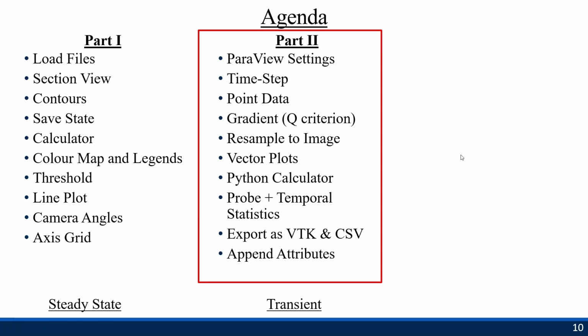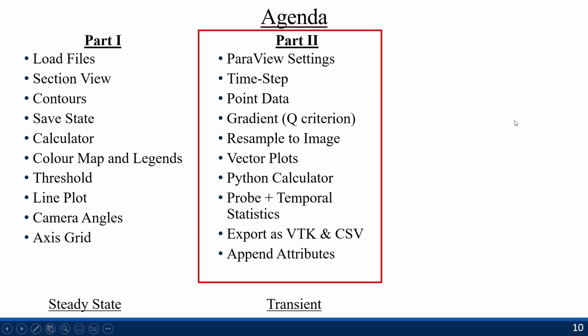We're going to look into point data and also some newer filters that we didn't touch on in part one, things like vector plots and also Q-criterion contours. And I'll also talk about exporting as VTK and also CSV. Quite often we'll have to do other post-processing in things like, say, Python, etc.